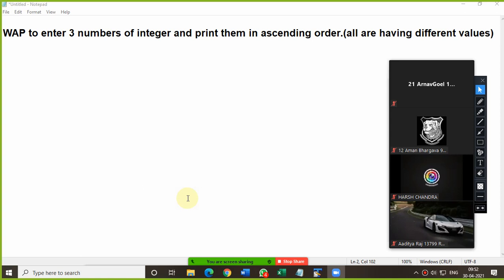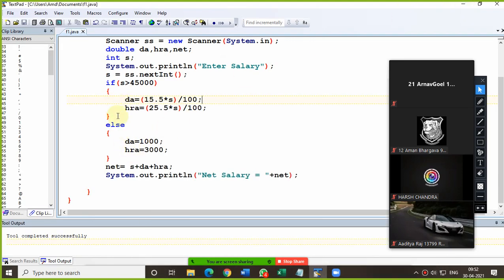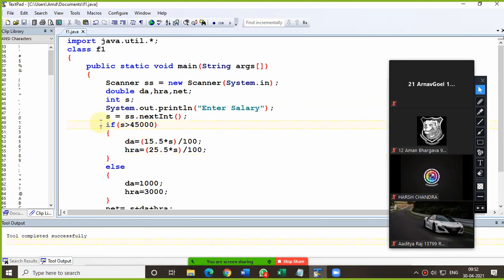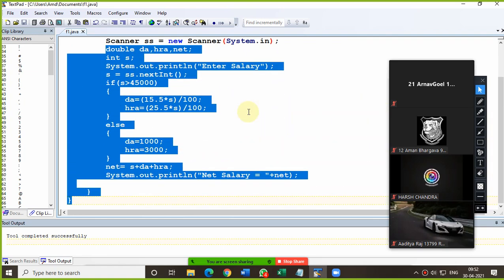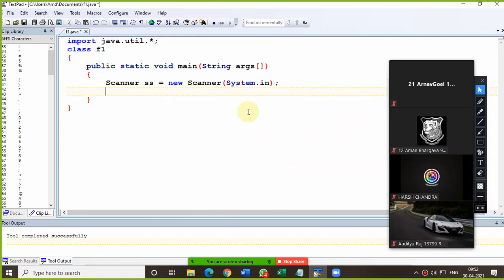Anybody is trying using if else? Yes, sir. I am giving you only 3 minutes. Okay, so everybody please pay attention here because the time is running short. So let me explain this.